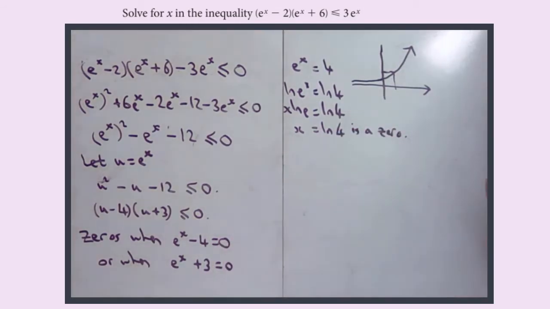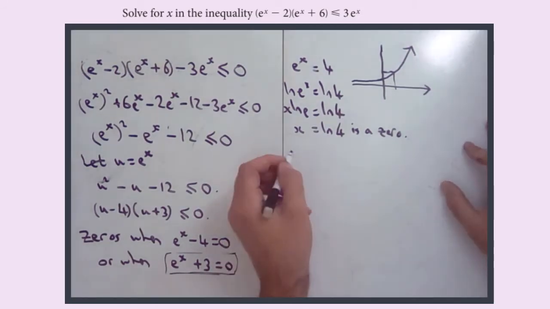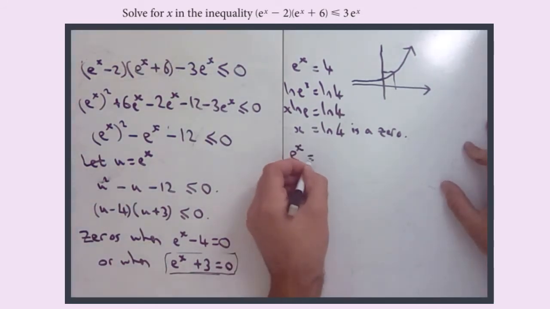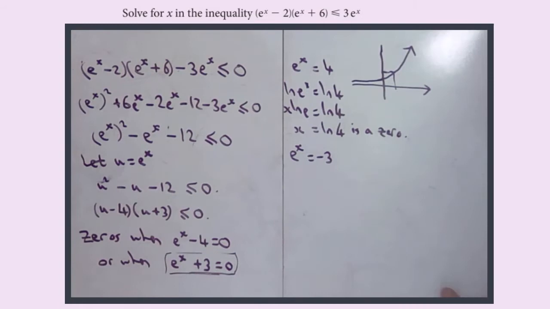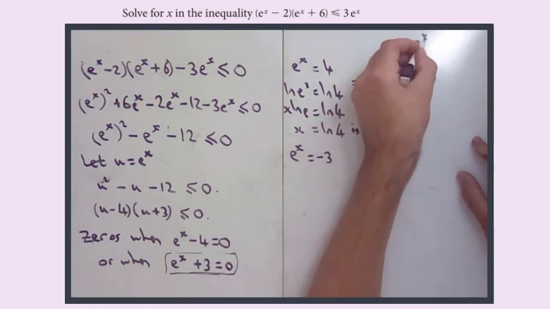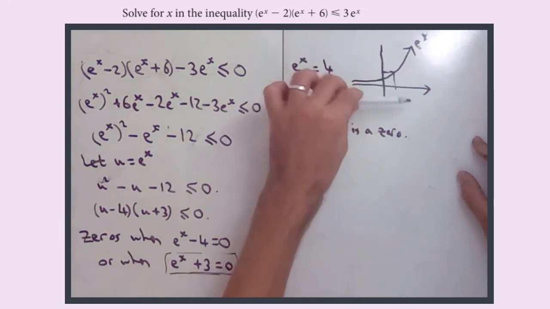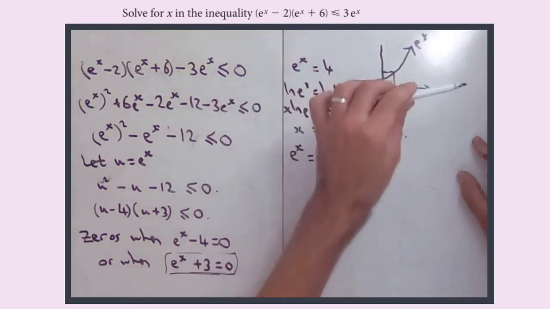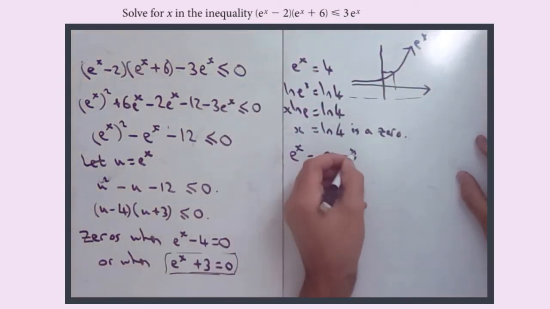Okay, so for the other solution, if e to the x plus 3 equals 0, that would mean e to the x equals minus 3. Now that is a problem, because if you look at the graph of e to the x, you're never going to get a value of minus 3, which would be down here somewhere. So this is no solution.